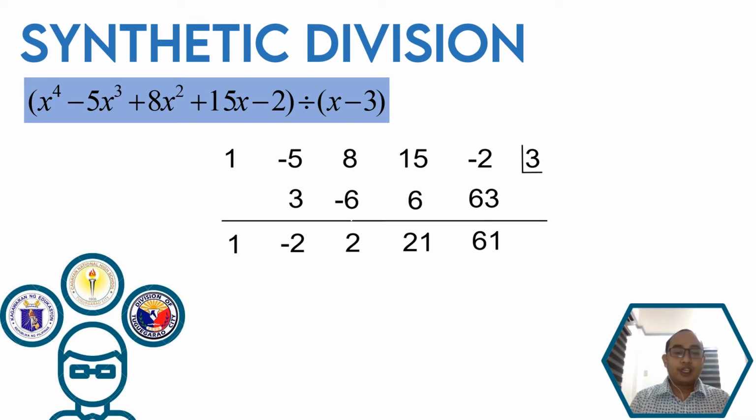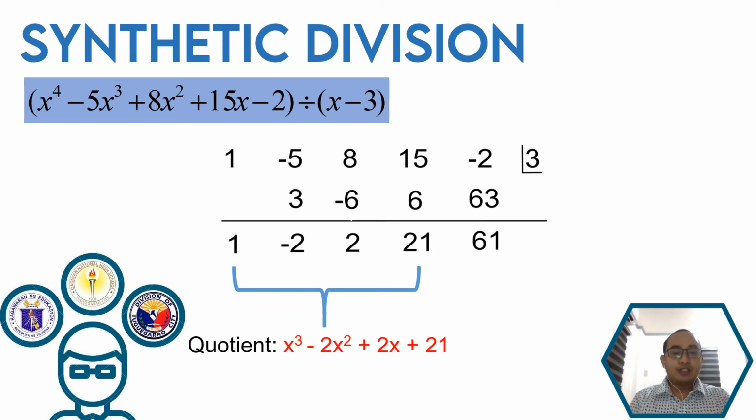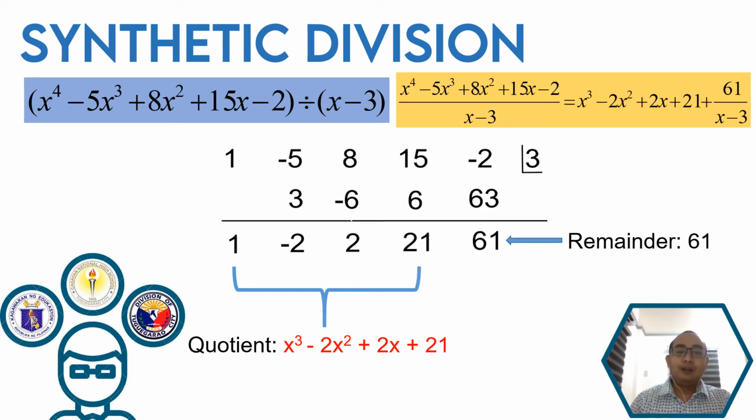So we are now ready to write our quotient as x to the third power minus 2x squared plus 2x plus 21. And our remainder will be equal to 61. And so now we write it as x to the fourth minus 5x cubed plus 8x squared plus 15x minus 2 all over x minus 3, that must be equal to x cubed minus 2x squared plus 2x plus 21 plus the remainder 61 all over x minus 3.